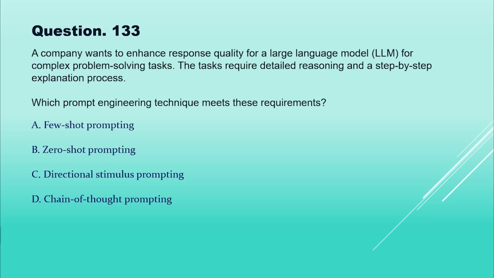And the correct answer here will be option D, chain of thought prompting. Because it is one of the oldest methods for improving LLM performance, in particular in the context of queries or tasks that need complex human-like reasoning to reach an answer. So wherever a step-by-step explanation process is required, 99%, even you can say 100%, option D, chain of thought prompting will be the correct answer.